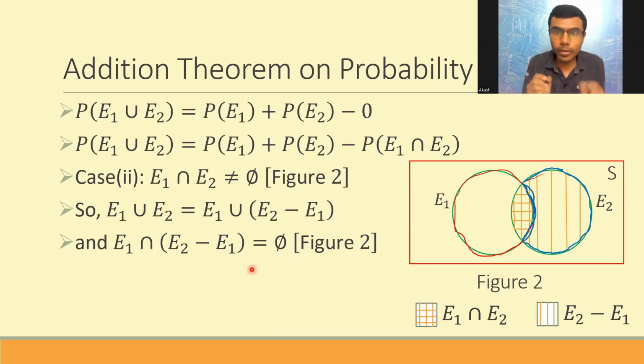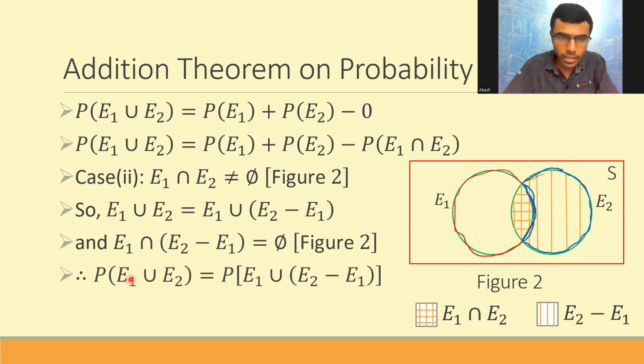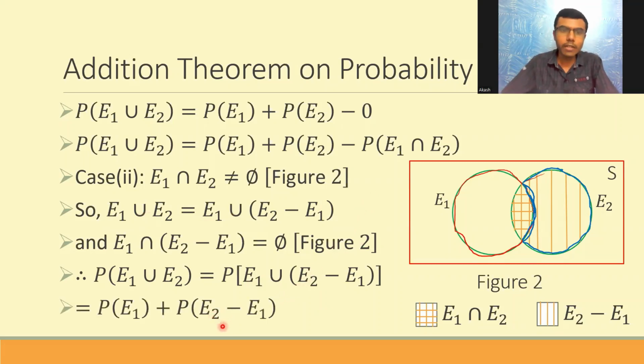So since there is no common part, P of E1 union E2 I can write as P of E1 union (E2 minus E1). As I told you, E1 union E2 is nothing but E1 union (E2 minus E1). Whenever between these two events there is no common part, I can directly write it as P of E1 plus P of E2 minus E1. That is the major reason why I have written it like this.